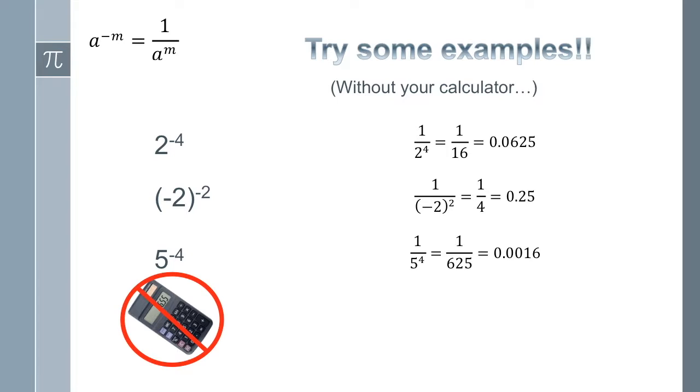And finally, we have 5 to the power of negative 4 again. Negative exponent, bad, bad. So let me put it over 1 into a fraction, change my exponent into something positive, and I get 1 over 625, which if I then use my calculator becomes 0.0016.